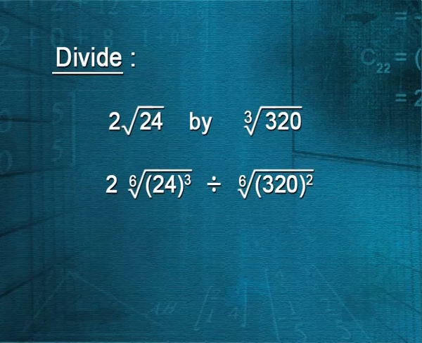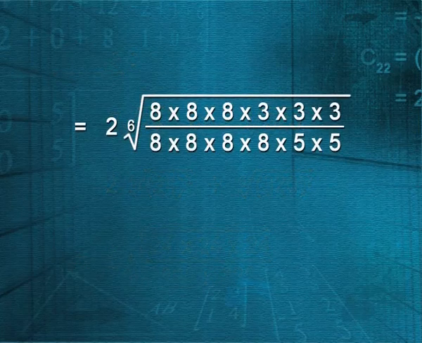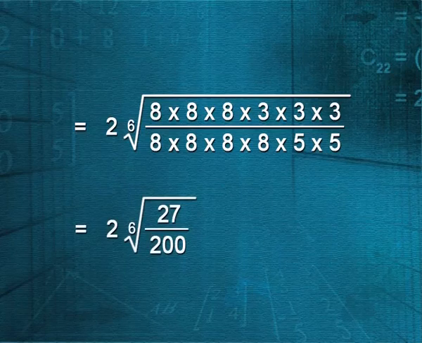So, applying the formula that nth root of a divided by nth root of b gives nth root of a by b, we can solve it: 6th root of 24 into 24 into 24, that is 24 cubed, divided by 320 into 320, that is 320 squared. Further, 24 can be written as 8 into 3 and 320 can be written as 8 into 8 into 5. So, simplifying it, we get the 6th root of 27 by 200. So, we see how we multiply and divide two surds.